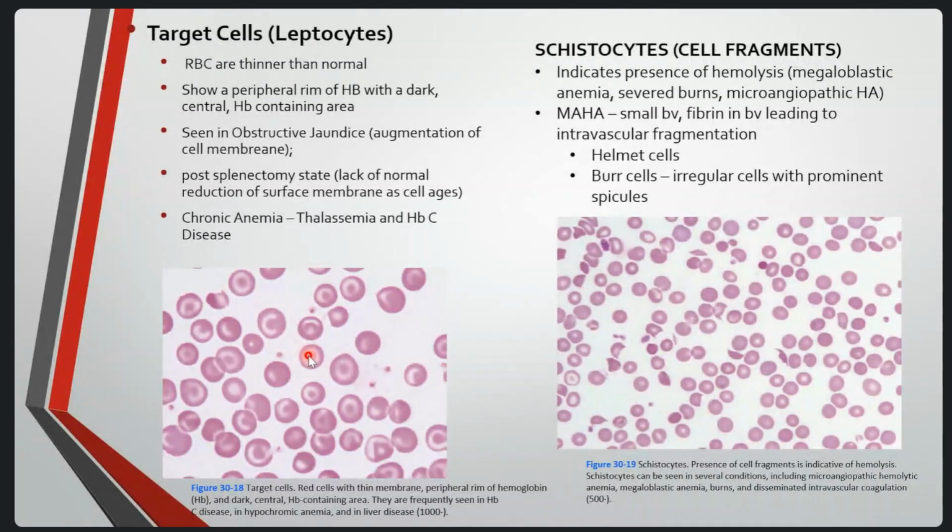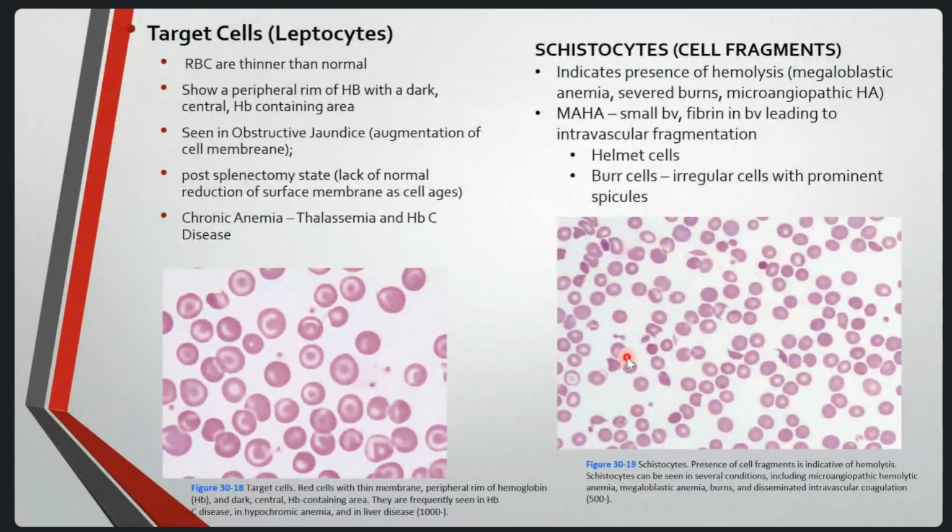This is seen in obstructive jaundice because of the augmentation in the cell membrane, or among post-splenectomy patients, because there is a lack of normal reduction of the surface membrane as the cell ages. It is also seen among chronic anemias such as thalassemias and hemoglobin C disease.